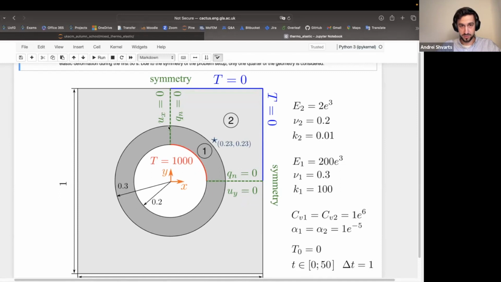So we impose additional boundary conditions for the symmetry: at this boundary over here, we have 0 horizontal displacement and 0 horizontal flux. And similarly, at this boundary over here, we have 0 vertical displacement and 0 flux.